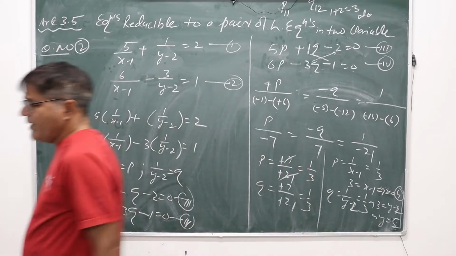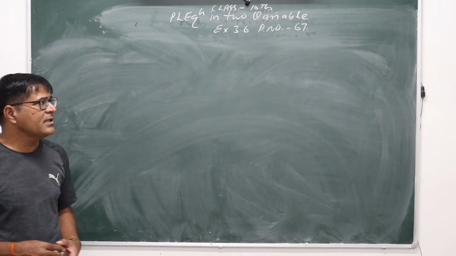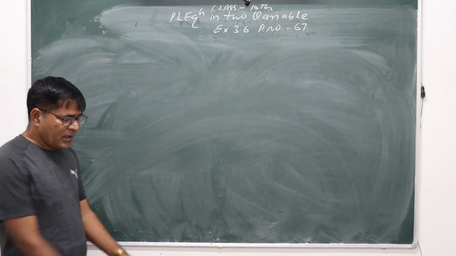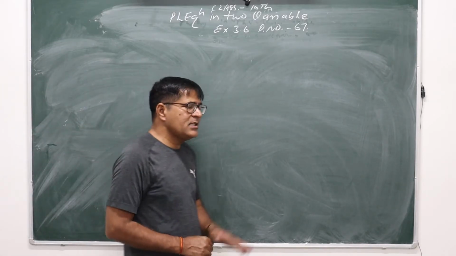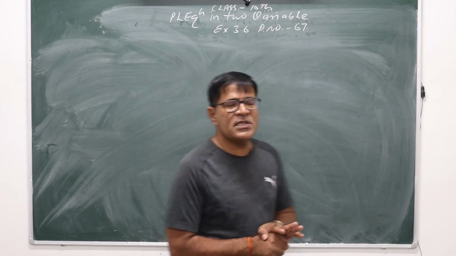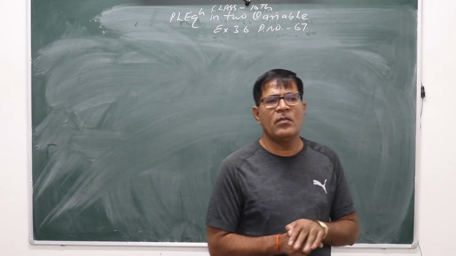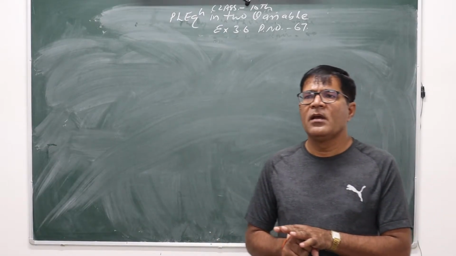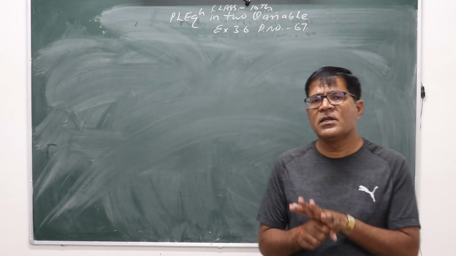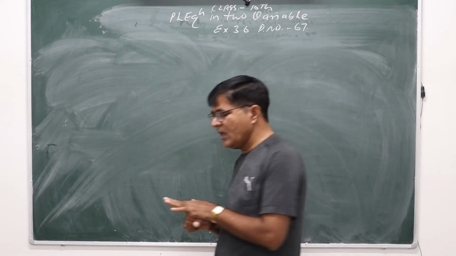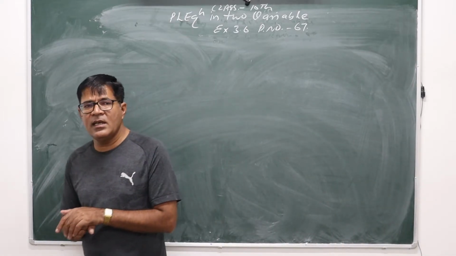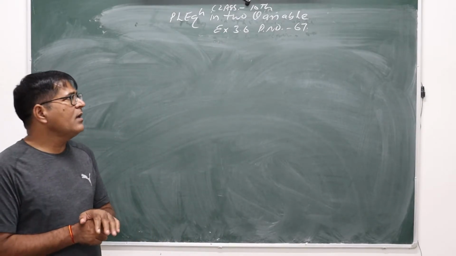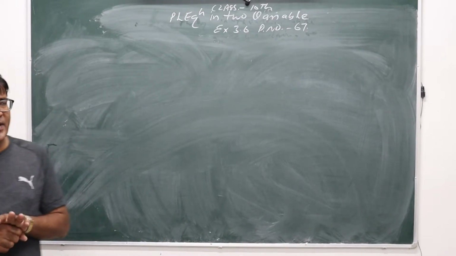So please pause the video and note down. Exercise 3.6, page number 67 NCERT. In this exercise, especially, the given equations are not in standard form of linear equation in two variables. First, we will reduce the given equation to a linear equation in variables x and y. Then we will solve it for x and y.